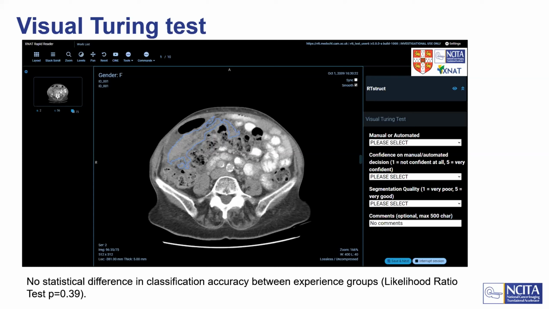And we're working on developing a new metric, different to DICE, which will actually encapsulate clinical utility, having a radiologist at the center of the process. And for that, we're very grateful for the NCITA's support.